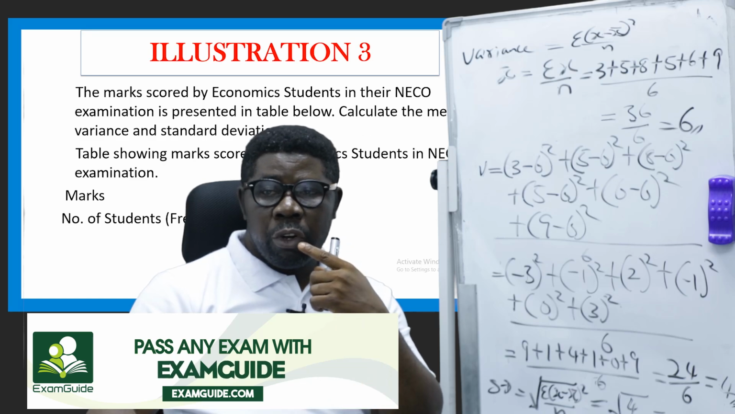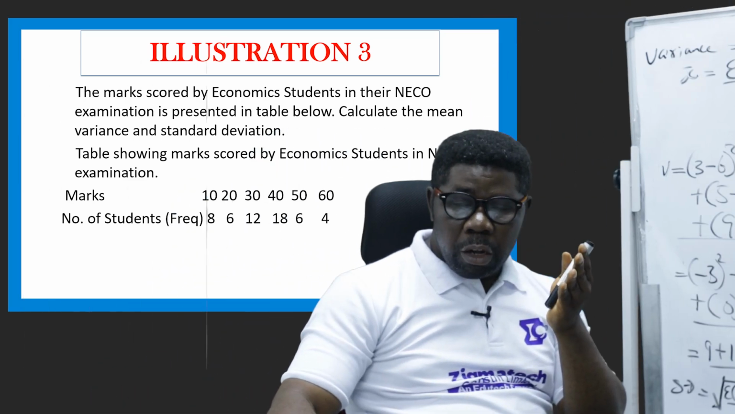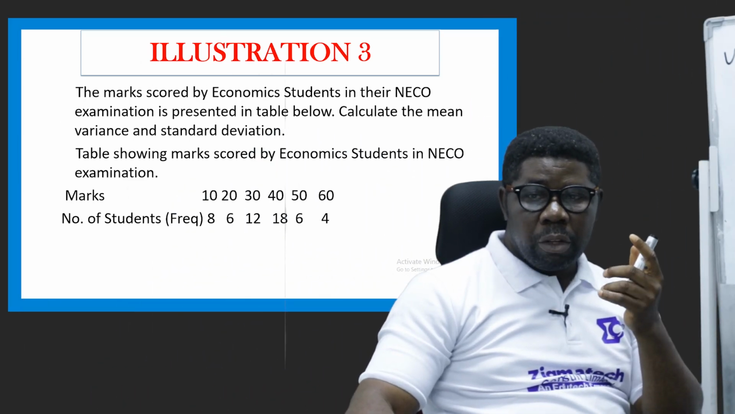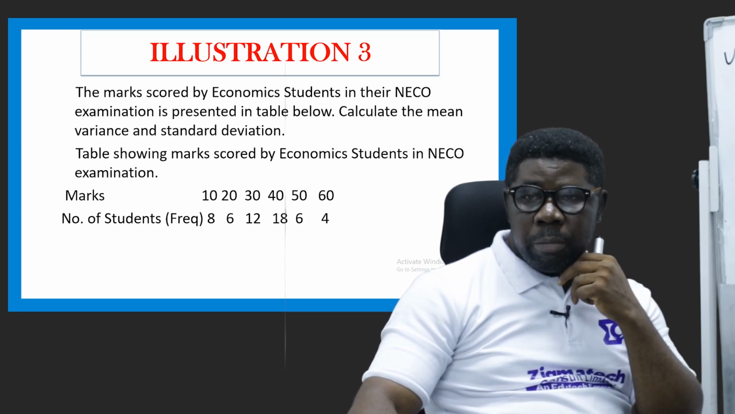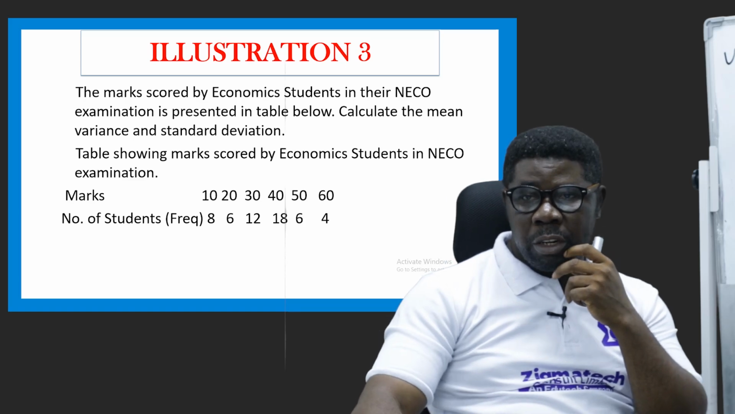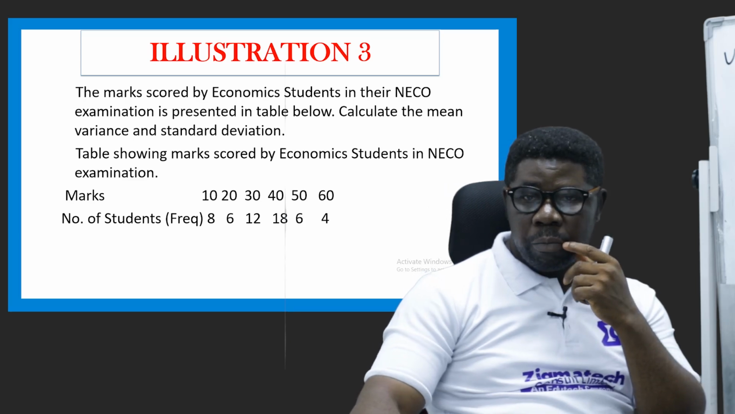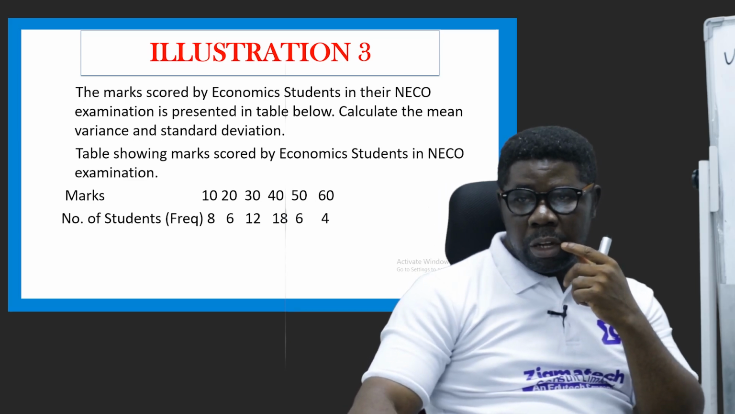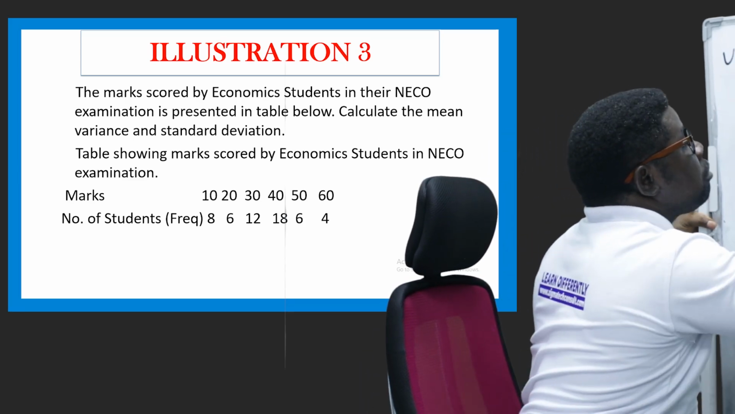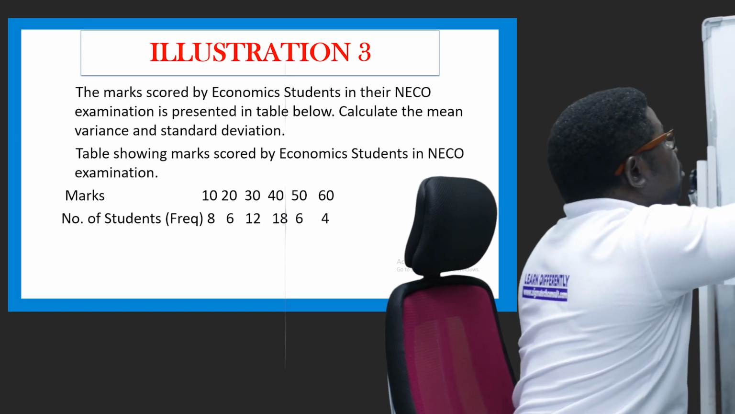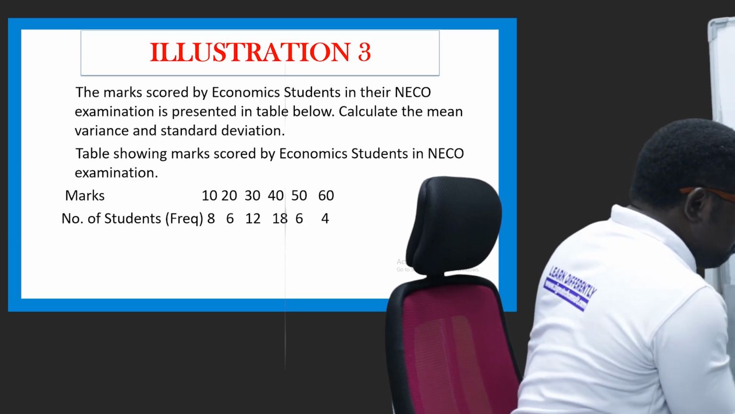Okay. Now we move to illustration 3, which is talking about group data. So the marks scored by economics students in their NECO examination is presented in the table below. Calculate the mean, variance, and standard deviation of this distribution. Table showing marks are seen below. Now this is a more advanced problem, but it's simple because you already have a knowledge of what to do, so you can actually solve it.